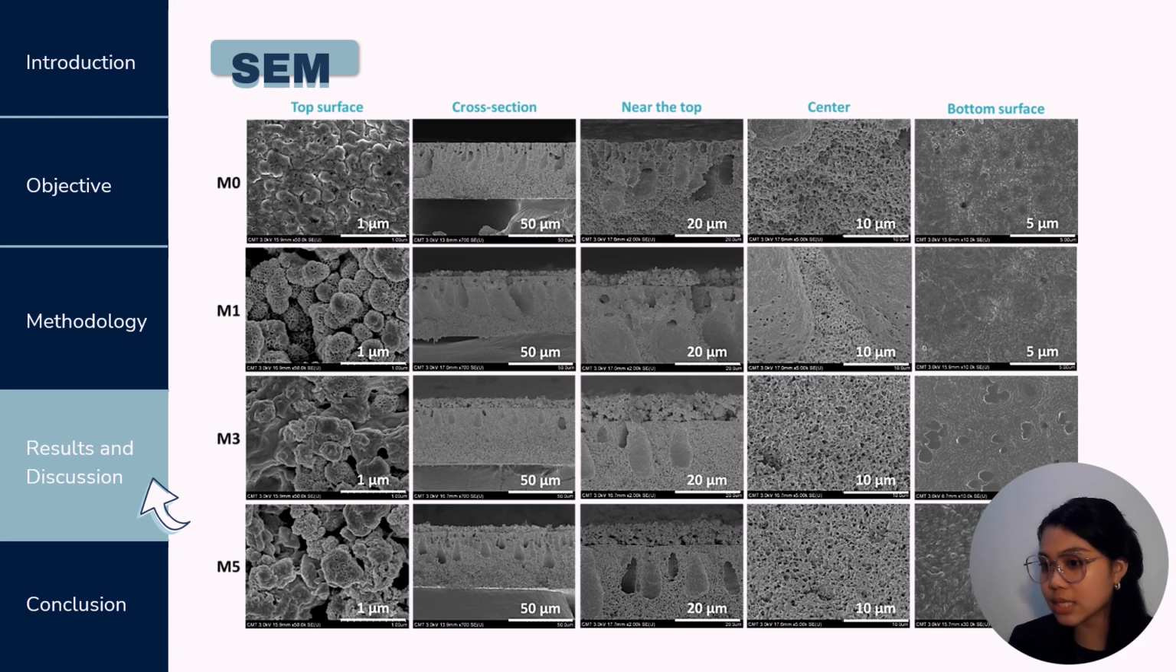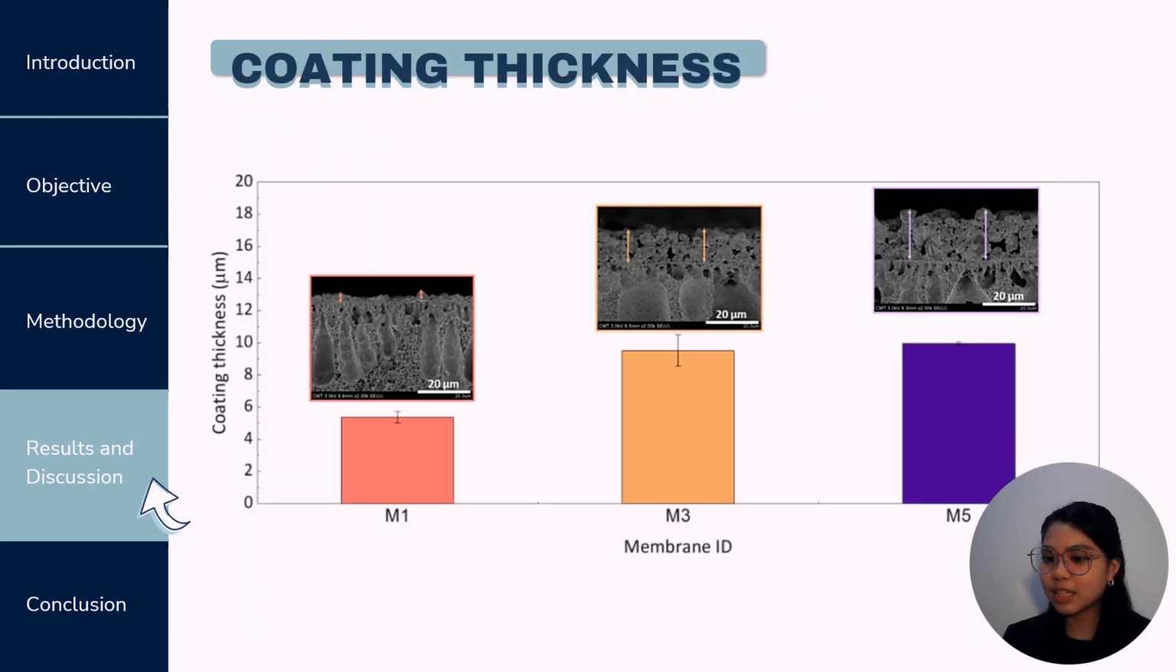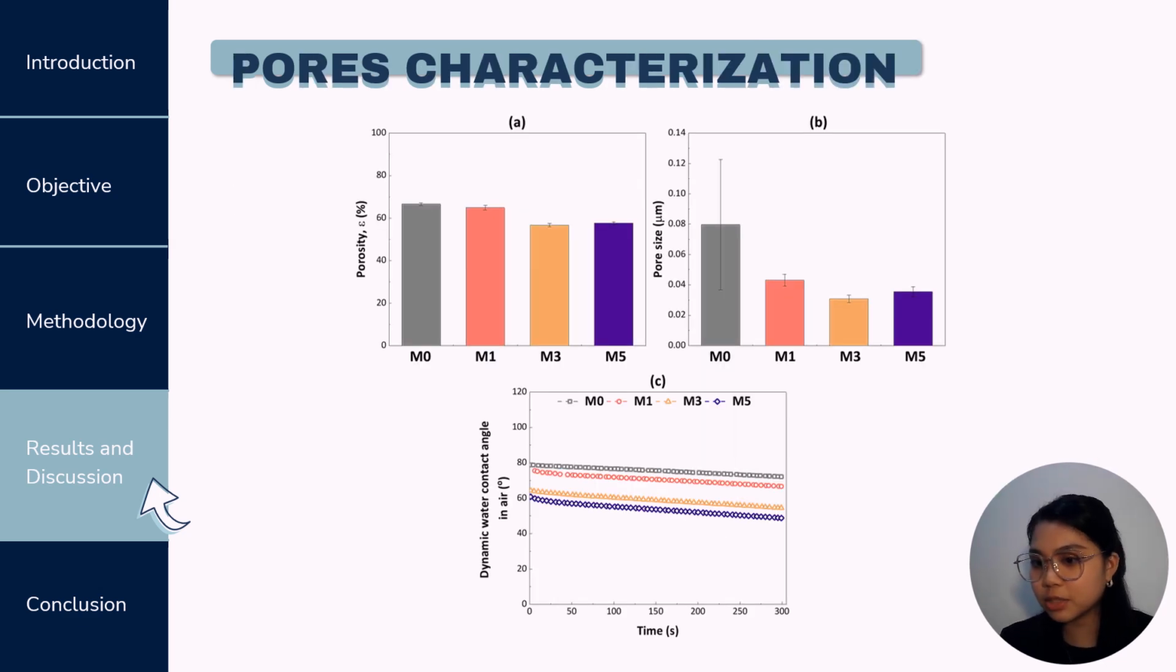And then for the center, it's the same, and then for the bottom surface, it is still the same, meaning the δ-MnO2 did not affect the bottom surface of the membrane. For the coating thickness, we can see here that as the concentration increases, the thickness increases as well. Now observing the pores characterization, as we observe both the porosity and the pore size, there's a general trend wherein as the concentration increases, the porosity and pore size decrease.